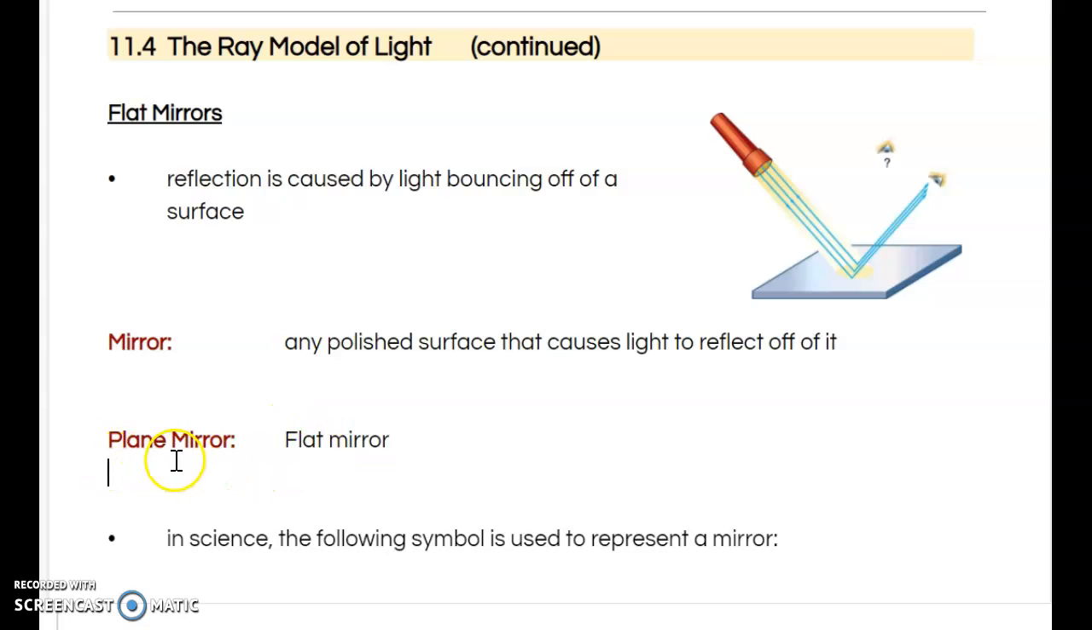Okay, plane mirror. And you'll learn more about planes, X, Y, Z planes in grade 11 and 12, three-dimensional chemistry, physics, and mathematics as well. But that's beyond the scope of this course. So just remember that a plane mirror is anything that is flat. So we think about a plane mirror being a two-dimensional flat surface.